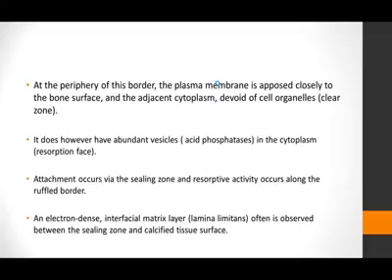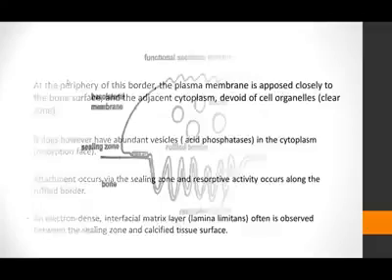However, it does have abundant vesicles, the acid phosphatases in the cytoplasm, which help in resorption. Attachment occurs via the sealing zone, and the resorptive activities occur at the ruffled border. There is an electron-dense interfacial matrix layer called the lamina limitans present between the sealing zone and the calcified tissue.